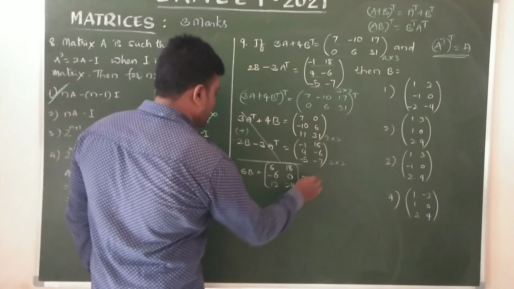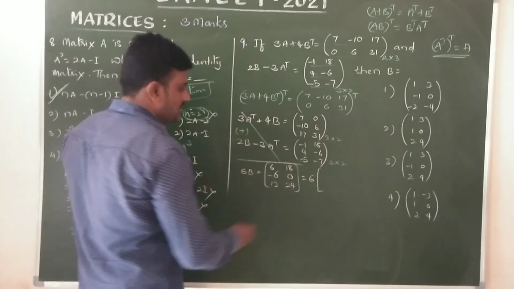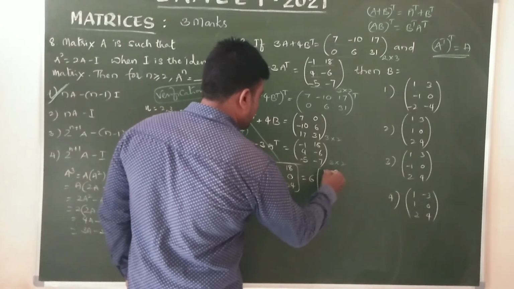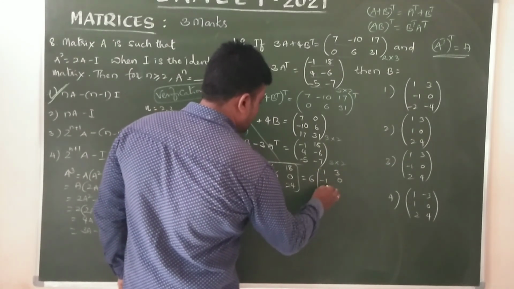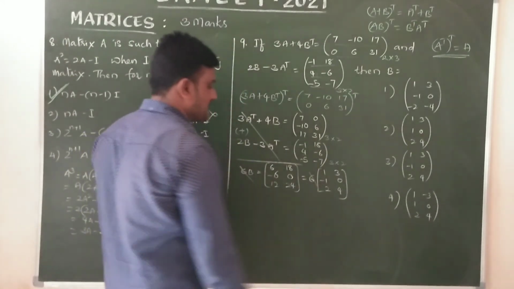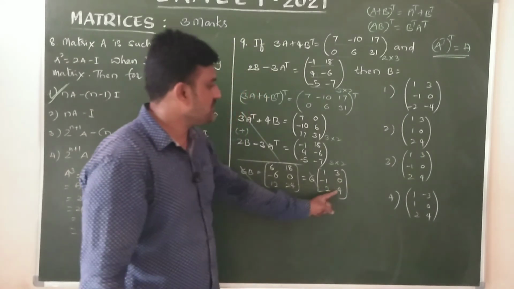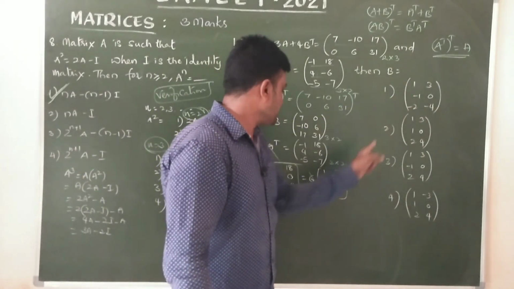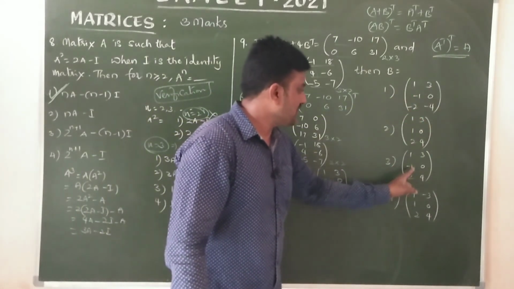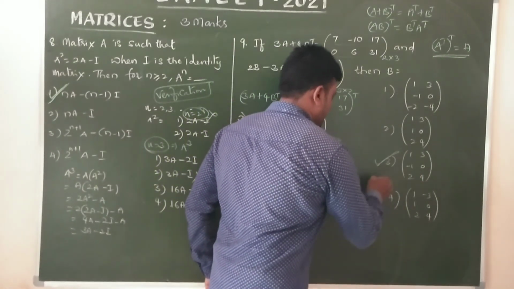Now here 6 is common from all. Here 6 1s, 6 3s, minus 1s, 0s, 2s, 4s. The 6 gets cancelled. Then B equals, which option? [1 3; -1 0; 2 4]. The third option is the correct option.